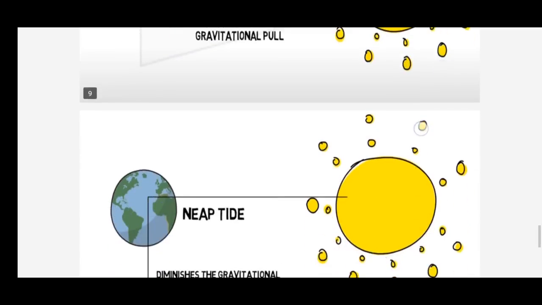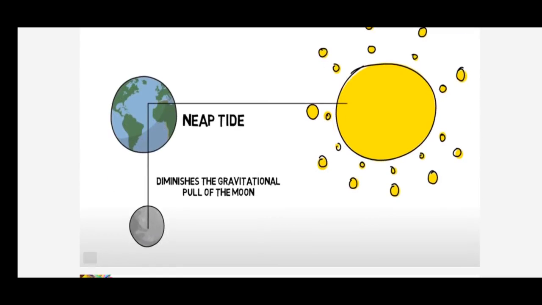Okay, but sometimes when the sun and the moon are at a right angle, the sun diminishes or decreases the gravitational pull of the moon on earth, and that creates low tides. So these are much lower than the normal low tides. So they are called neap tides, children. So this is how tides are formed.